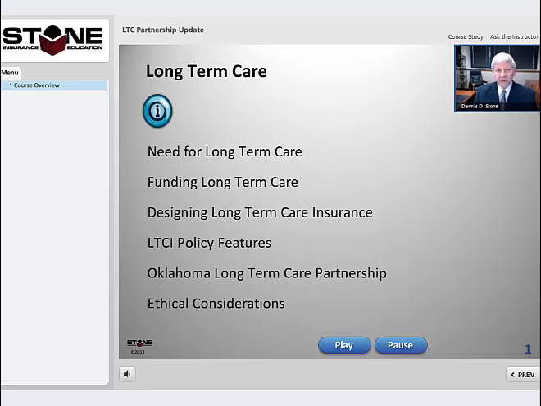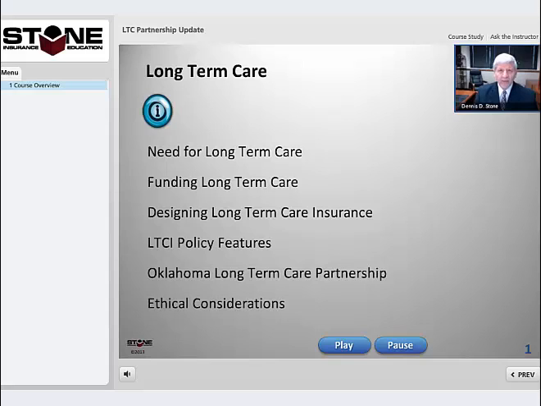Funding is always an interesting word to me. I always make a comment, it's like show me the money. It's like how we're going to provide the care, how we're going to pay for it. And we're going to spend a considerable amount of time talking about funding long-term care. In fact, we're going to look at 9 different ways that long-term care could be provided or it could be funded.